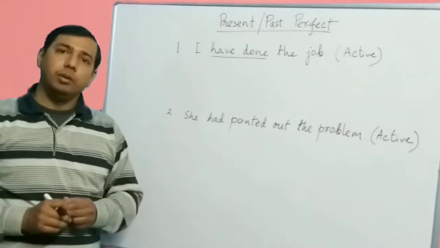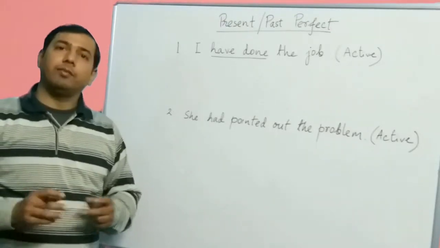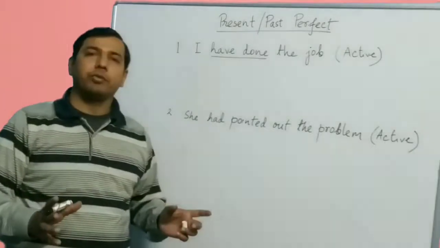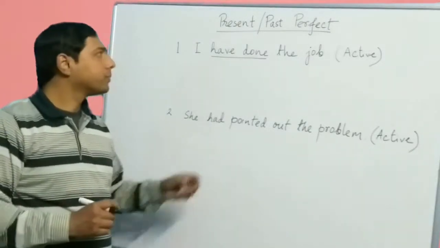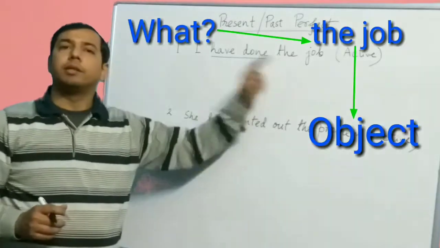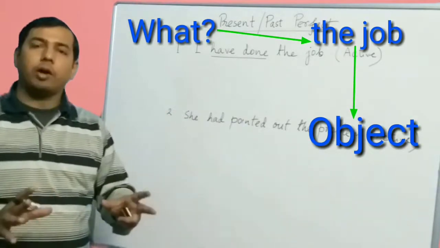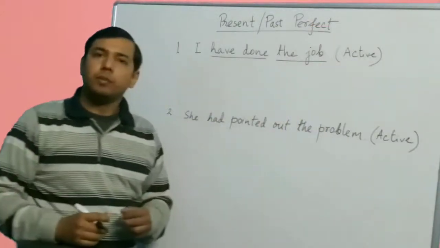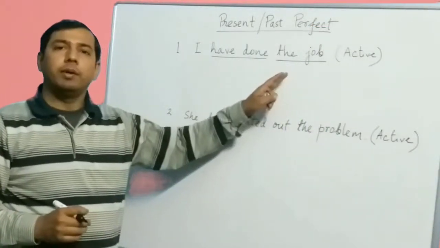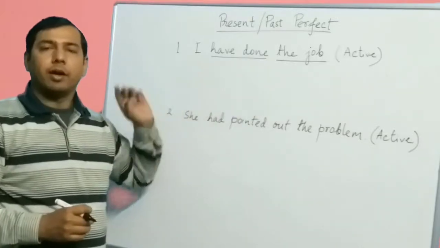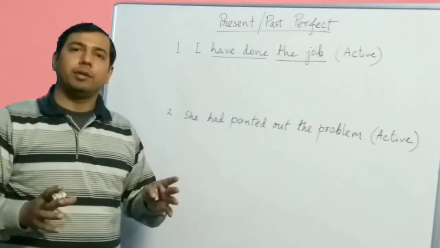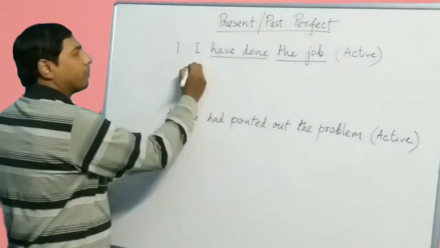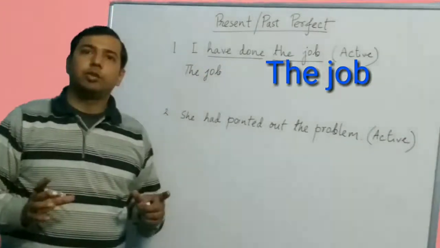Now, what is the rule? First thing first, we need to find out the object. And to do so, we ask the question, what or whom have done what? The job. So, we have got our object, it is the job. Let's take the job in the beginning of the passive voice. We'll start with it. It will be in the subject position. The job.